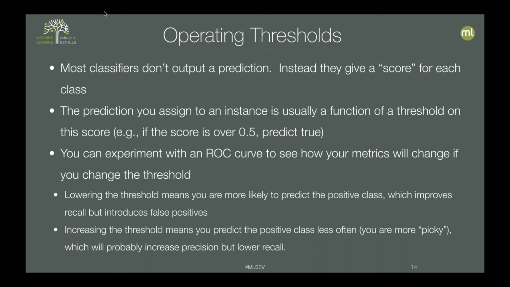And then if you increase the threshold, you say, okay, I want a score all the way up to 0.8 before I'm going to predict true. Then you're going to predict the positive class less often. You're going to be pickier about when you predict the positive class, which will probably increase precision because then you're only taking the highest scored points as being the positive ones, but it's going to lower your recall. So again, this slider represents a trade-off between precision and recall.